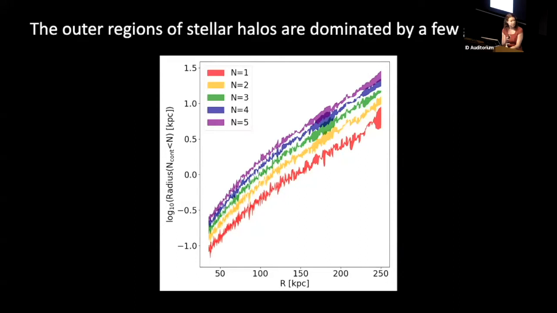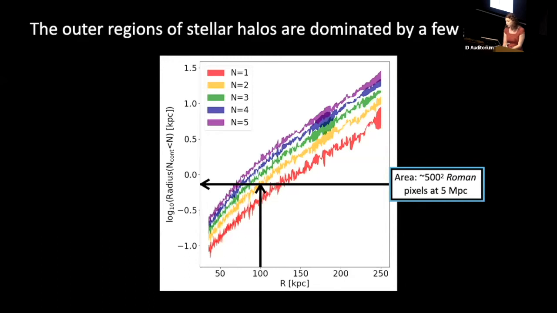So for instance, if we're searching out at 100 kiloparsecs from the center of the galaxy, and we want to find a region containing contributors from only one galaxy, so fewer than 2, that's that yellow band. We can search a circle with a radius of just under about a kiloparsec, and we would on average only see stars that were contributed by one dwarf galaxy. For reference, that area is a little bit larger than about 500 Roman pixels squared at 5 megaparsecs, which is about 2% of one of Roman's 18 detectors. So this is something that's certainly going to be doable with Roman.